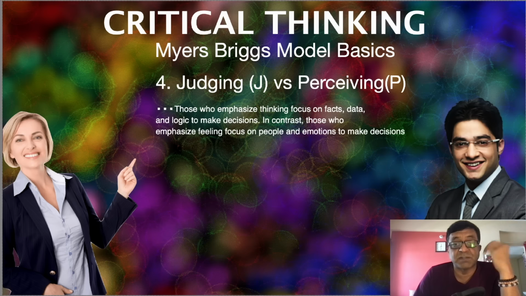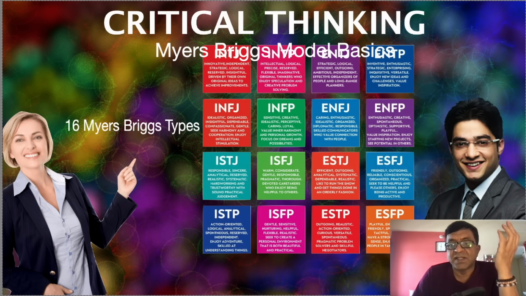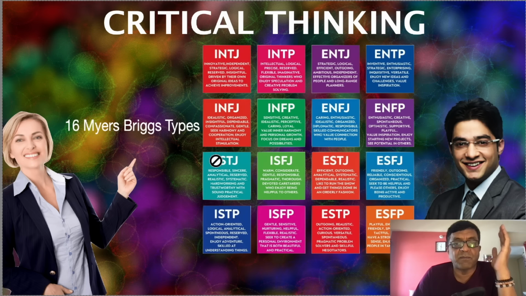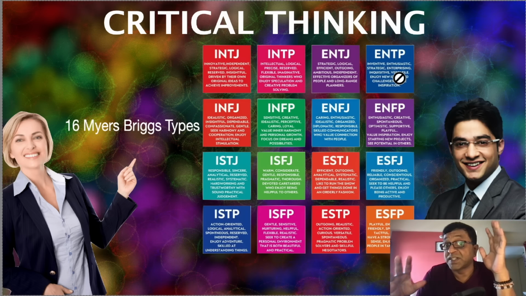Right? Judging versus perceiving. So this Myers-Briggs personality model gives us these 16 basic types. INTJ, INTP, these days it's very popular, so you must be knowing which one you fall into. The Myers-Briggs model classifies into 16 different personality types, each having their own characteristics, as you can see on the screen. Now, in my critical thinking workshop model, I use all the 16 types.